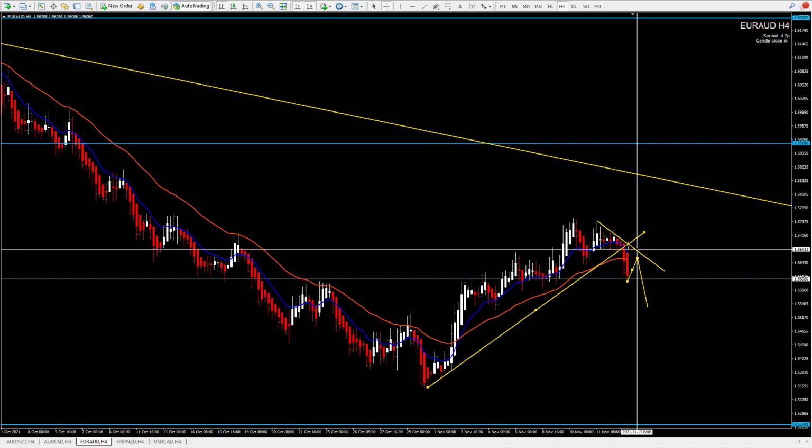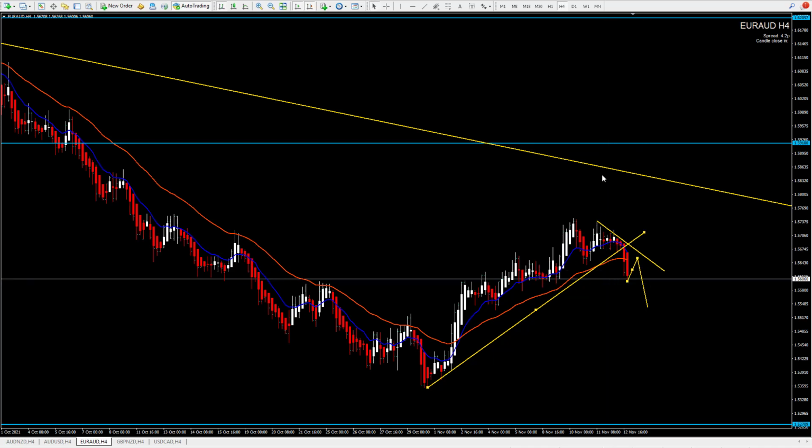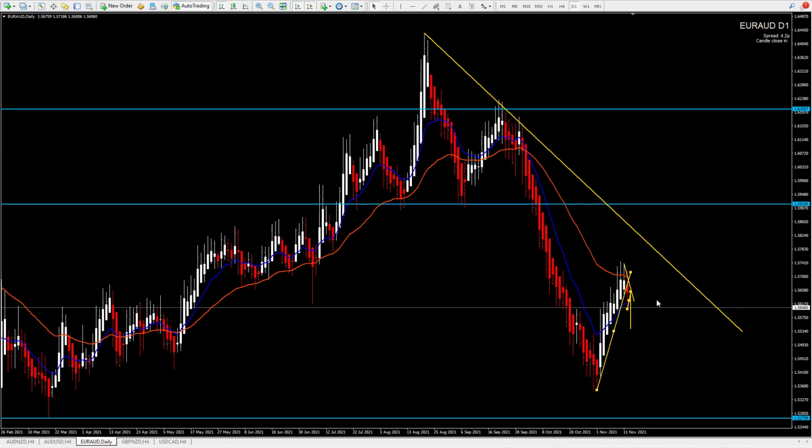Okay, if not, if this is only a false breakout, because this also might happen, we wait for retracement back to this trend line. And then again, we try to look for short entries below this trend line, okay? If price breaks this trend line, then we look for buys and we try to target this resistance and the next resistance, okay? So this is what we have, okay? So this is Euro Aussie.